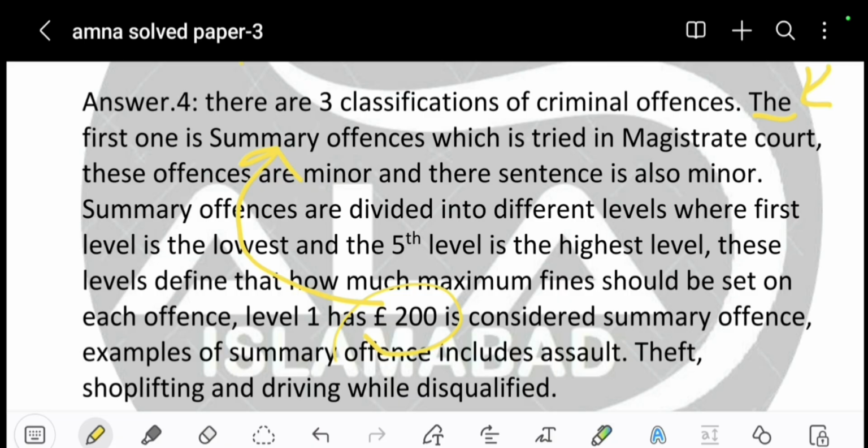Okay, after writing the amount, after writing that this is a minor offense, then you have to give examples as well. You have to give examples of these minor offenses, of summary offenses. So basically theft is a summary offense and shoplifting is also a summary offense. Then we have driving while disqualified, which is also a summary offense. Let's see the other one.